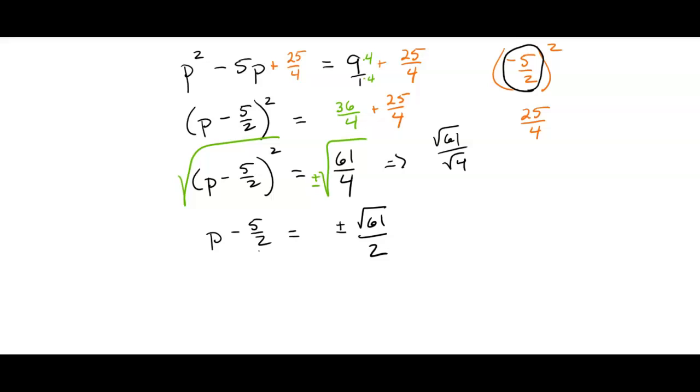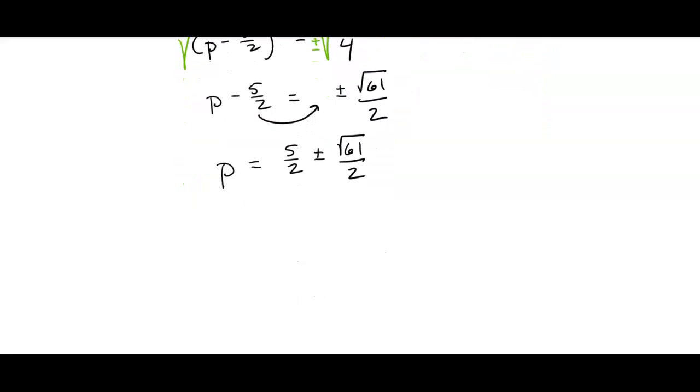All right, we still need to bring this 5 halves over to join the party. So p equals 5 over 2 plus or minus the square root of 61 over 2. Now, there's no i in the solution here. I would write that as 5 plus or minus the square root of 61 over 2, so that it's all one rational, it's all one number, like one numerator and one denominator.